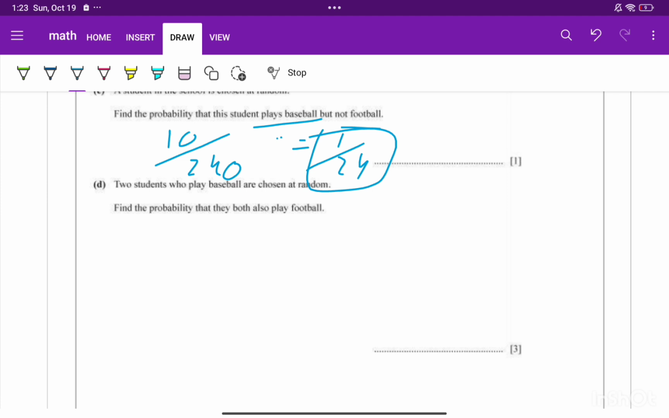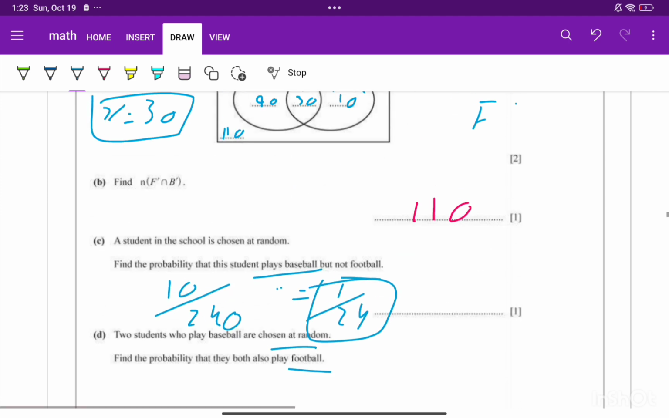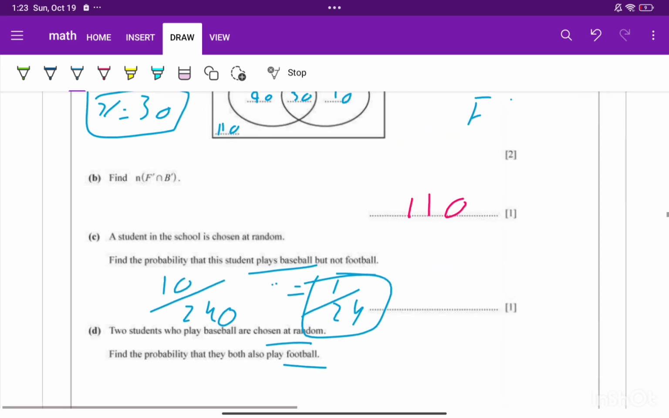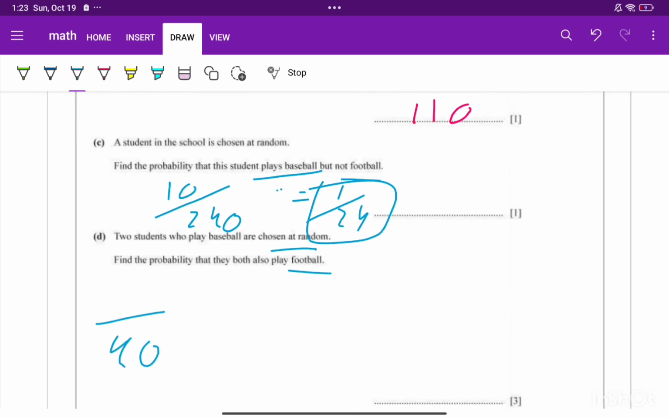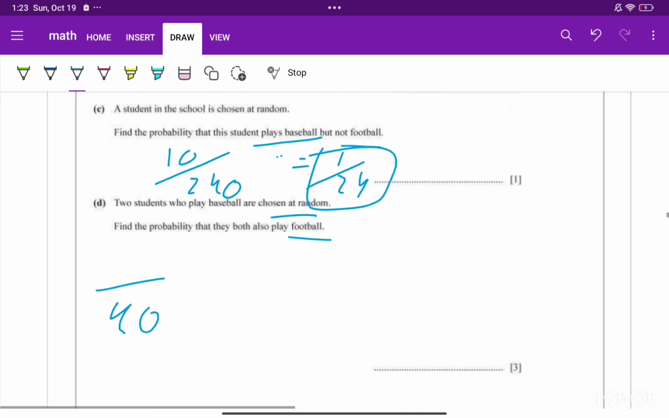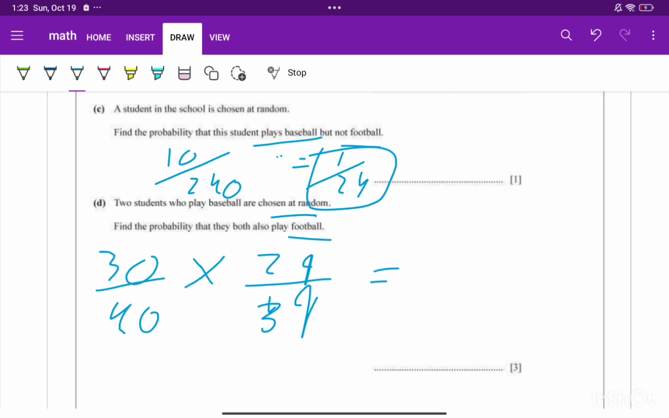2 students who play baseball are chosen at random. Find the probability that they both also play football. The students who play baseball are 40, and those who also play football are 30 students. So 30 over 40. The first person chosen has probability 30 divided by 40, and the second person's probability will be 29 over 39. So our answer will be 870 divided by 1560.